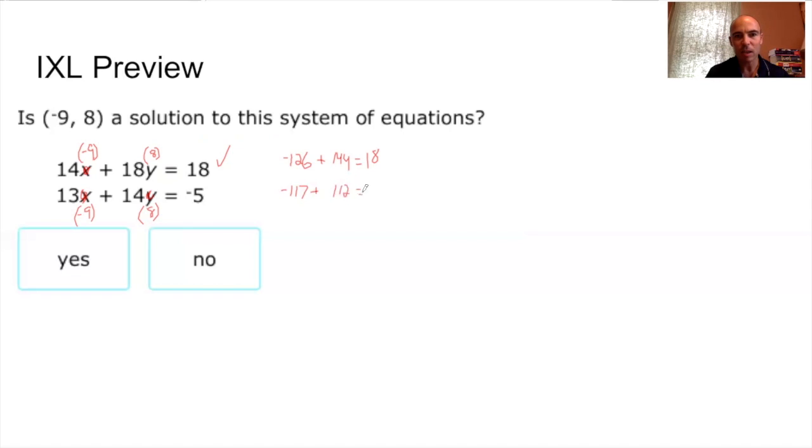Okay, does that equal negative? You know what? It does. Wow, who would have thought? It actually is a solution because that coordinate pair fits into both, right? It satisfies both equations. So anyway, that is true.